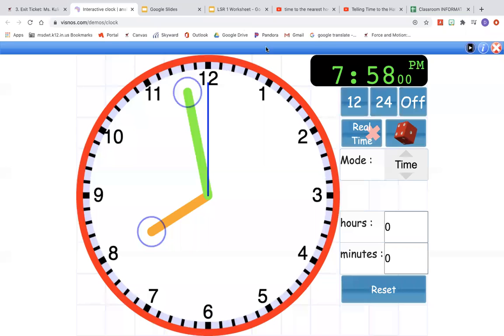Okay, so time and clocks. I'm going to share my screen and we're going to look at this clock. Give me a thumbs up if you could see my clock.